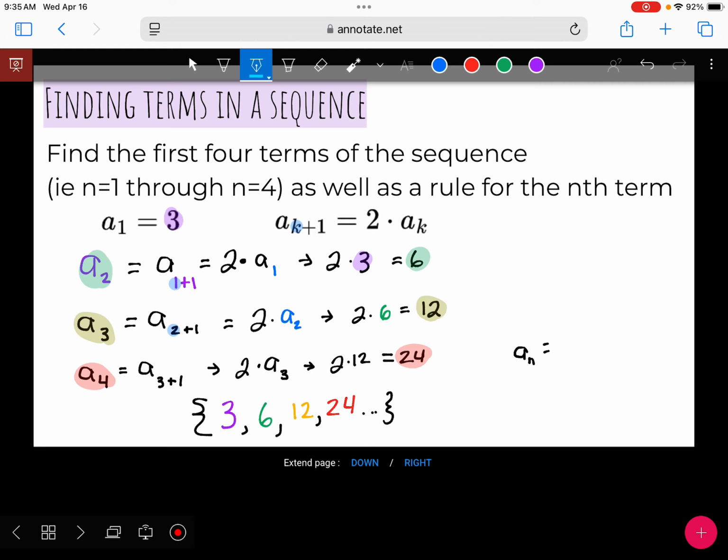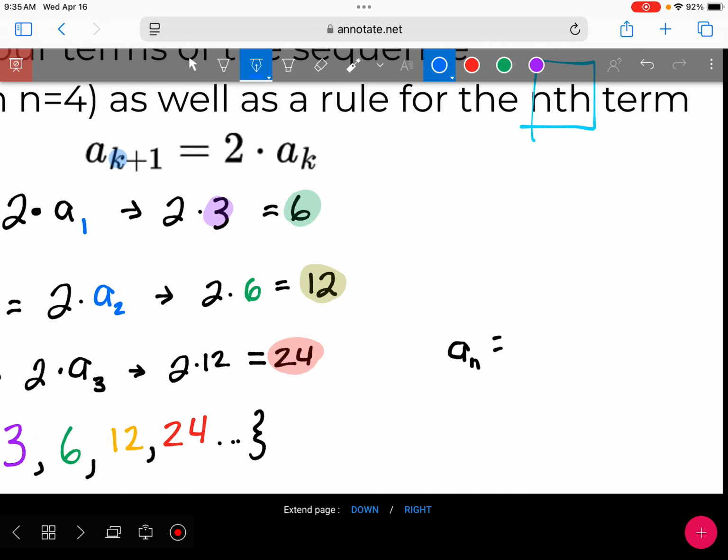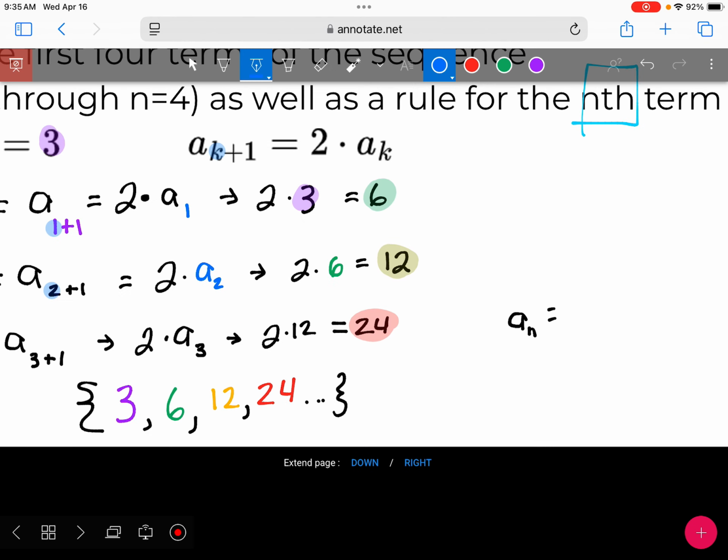So could we write a function rule that will just use n? Not using a sub n, just n. I want to be able to substitute in 2 directly and get 6, or substitute in 4 directly and get 24. So we know it's multiplying by 2 each time. Times 2, times 2, times 2. What kind of function multiplies by 2 every time? Linear, quadratic, exponential. What do we got?